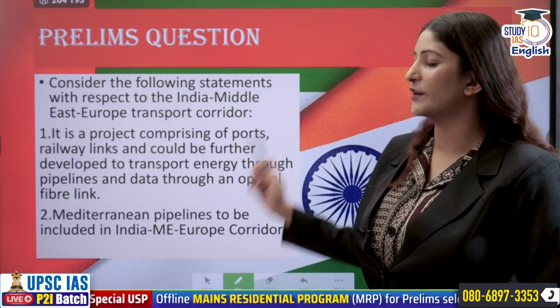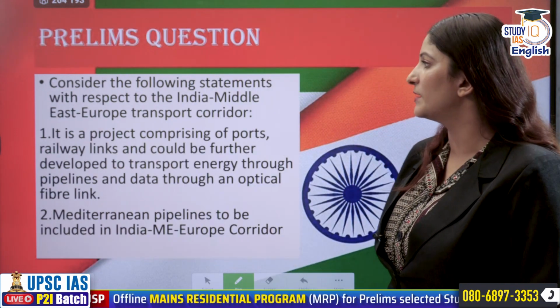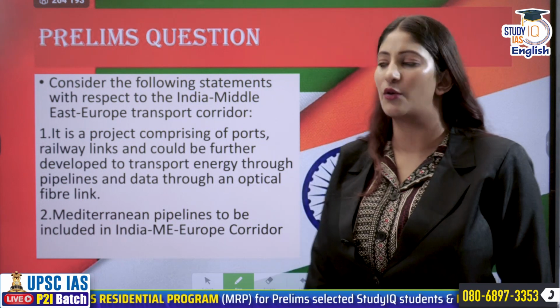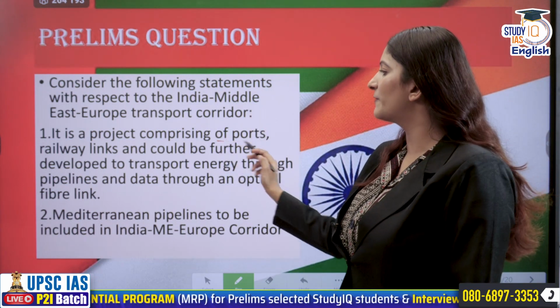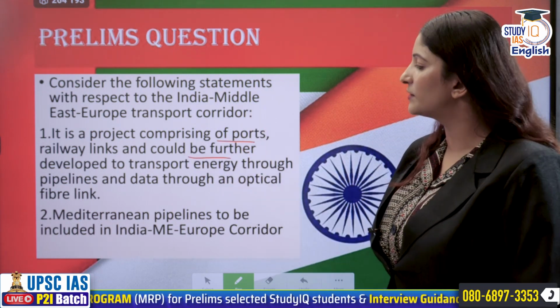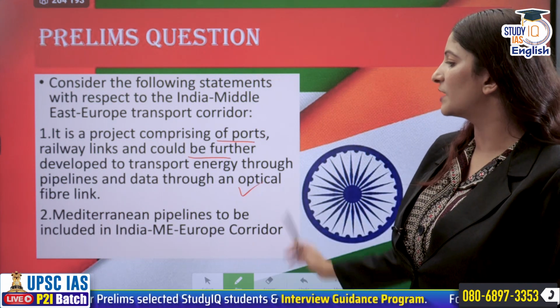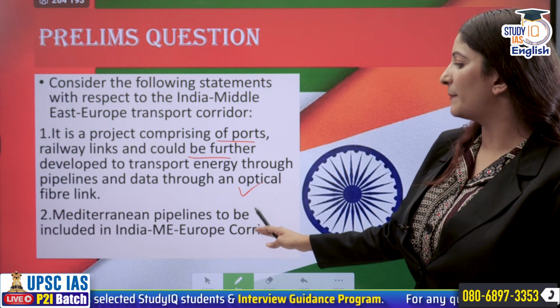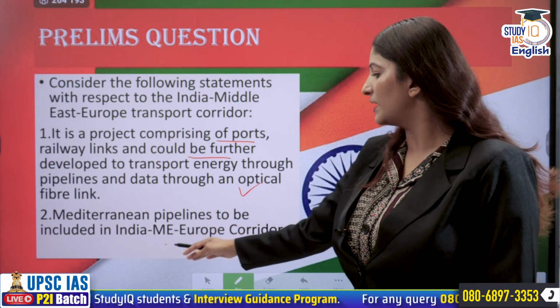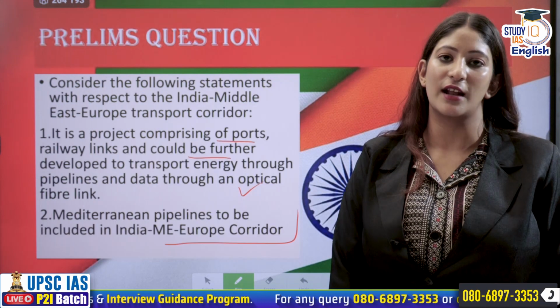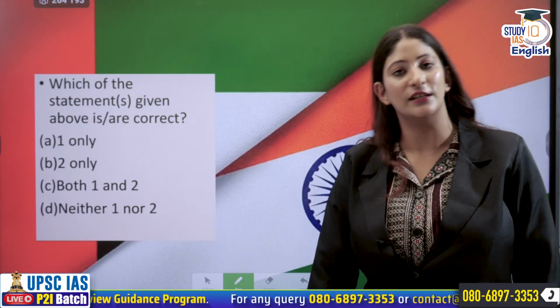Also, there is a practice question for you. You can answer it in the comment section. Consider the following statements with respect to the India Middle East Europe Transport Corridor. One, it is a project comprising ports and railway links, and could be further developed to transport energy through pipelines and data through optical fiber links. Two, Mediterranean pipelines will be included in the India Middle East Europe Corridor. Which of the statements given above is or are correct? One only, two only, both one and two, neither one nor two.